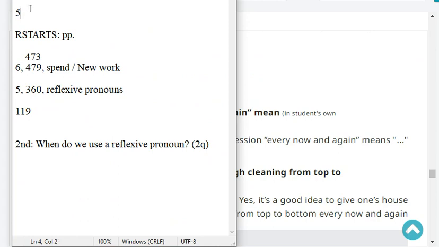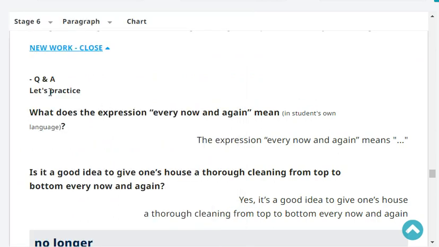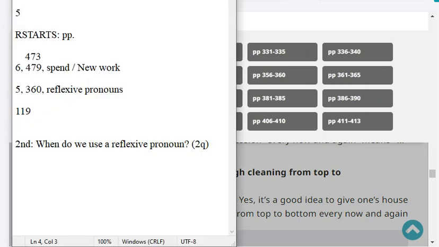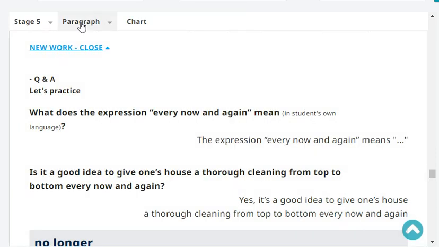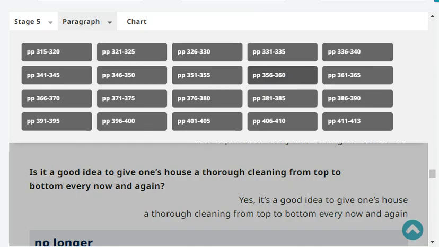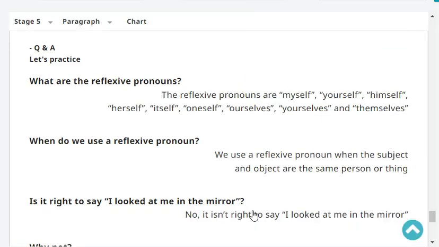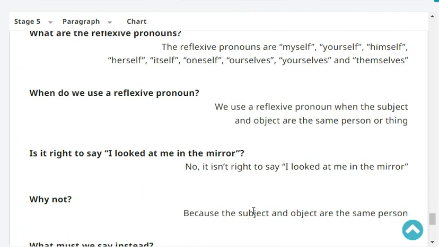Okay, so now let's move on to reading. Okay, so our reading is at stage 5, page 360. Okay, and our last head word was reflexive pronoun. Okay, start with the second question. When do we use a reflexive pronoun?